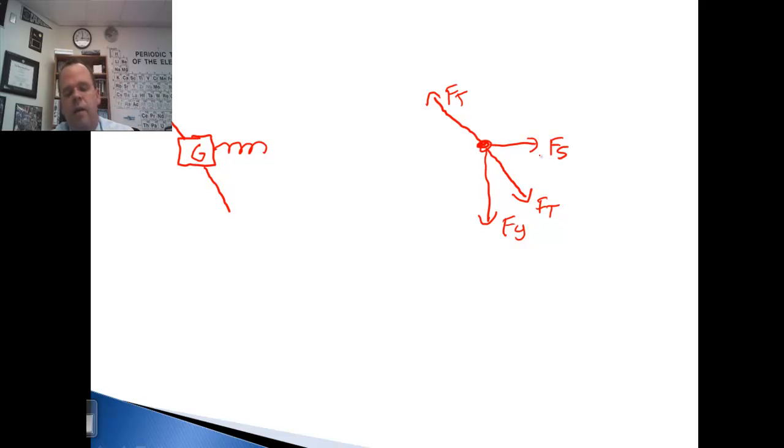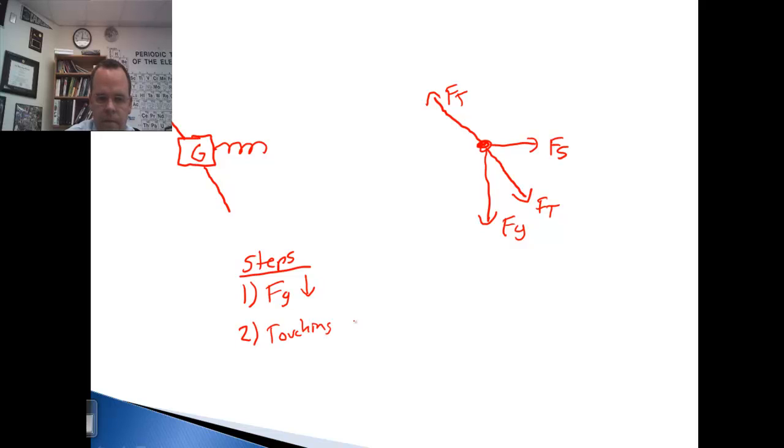So when you're going through these free body diagrams, I highly recommend you think through the following steps. I would always start with force gravity. It's going to point down towards the center of the Earth. As long as we're on the Earth, we're going to have the force of gravity. Is it touching an object? If it's touching an object, we're going to have a force normal. It's always perpendicular to the surface that's touching.